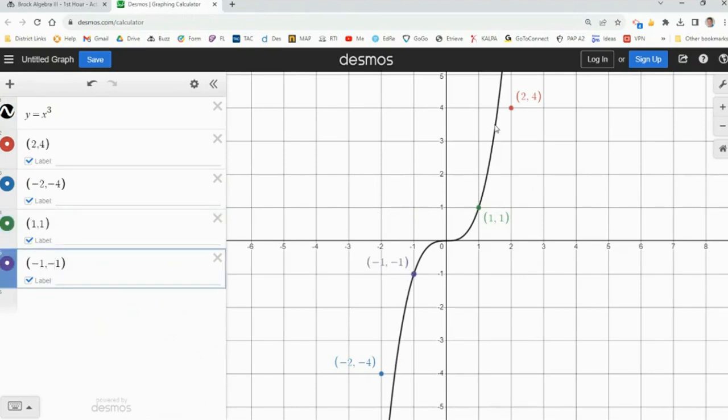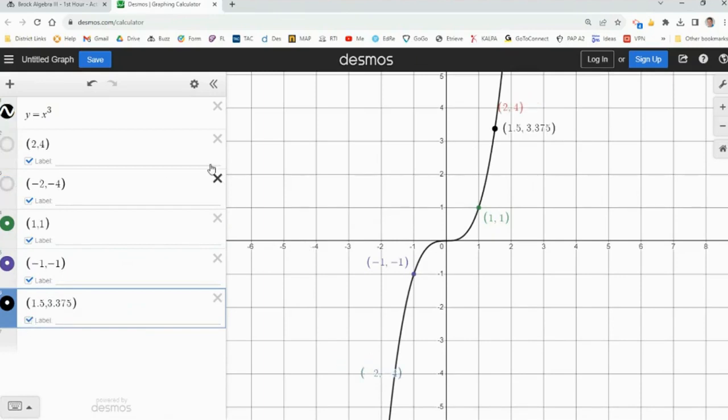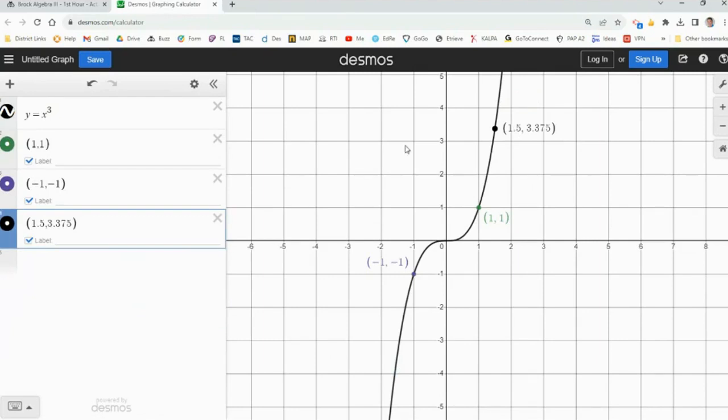Where's a point that actually is over there? Let's say (1.5, 3.375). Okay, that point exists. Let's label it. These don't, so I'm going to turn those off. Since that point exists, if I have the negative of both of those, that should also be on the graph. (-1.5, -3.375). Yeah, both of those are on the graph.